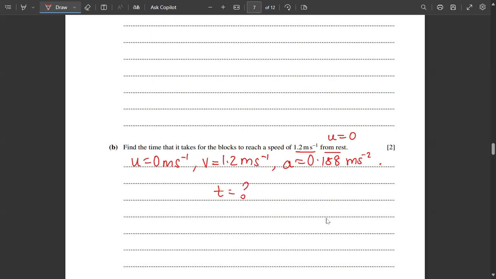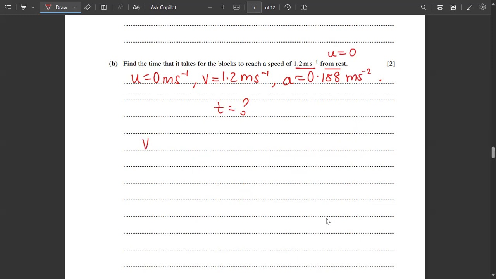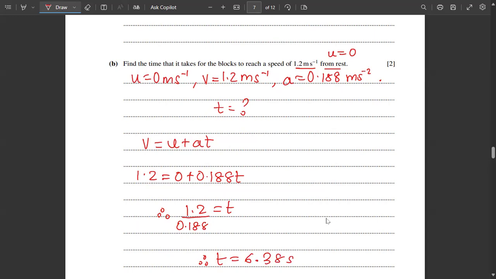So I can use the most basic kinematics equation, v is equal to u plus at. Velocity is 1.2, initial velocity is 0, acceleration is 0.188, and time is t. Therefore, 1.2 equals 0.188 t. Now this 0.188 will go down there. This is equal to t. So the time taken is equal to 1.2 upon 0.188, which is 6.38 seconds. So the time it will take is 6.38 seconds.